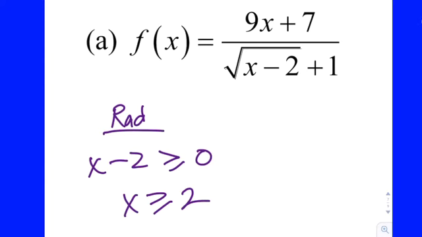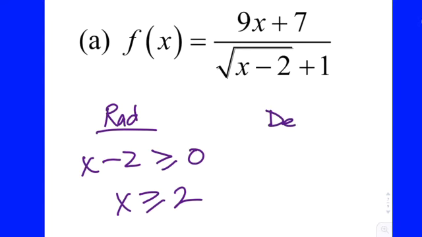And again, if you want to check, plug in a 3. 3 minus 2 is 1. That works. Good. Now, the denominator. This one's a little bit different.